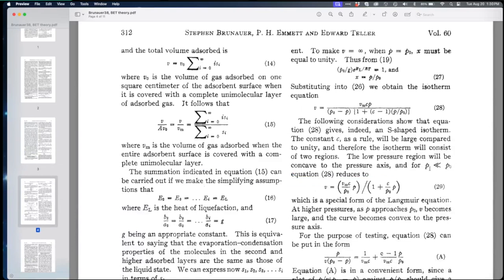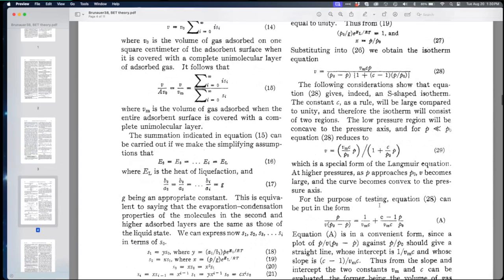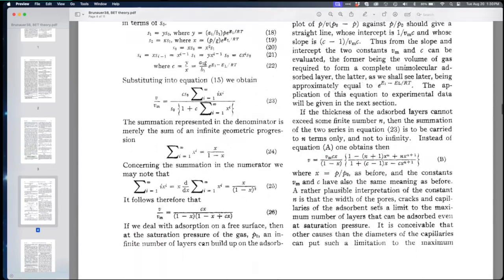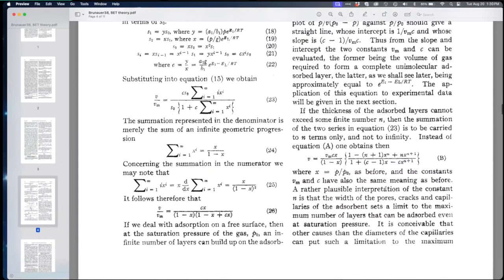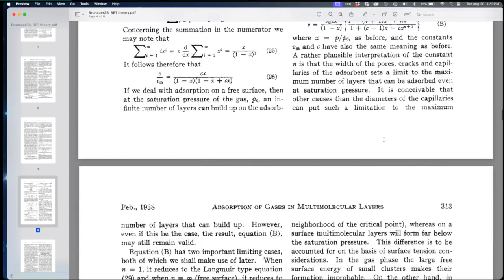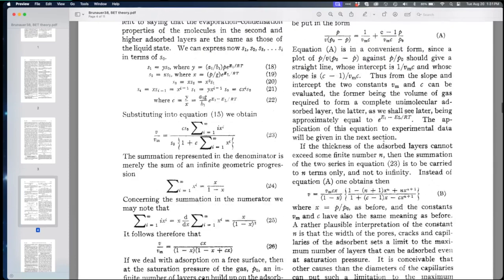We could say that for P much, much less than P0, equation 28 reduces to this. Oh, okay, interesting. We didn't do that one. We ran into some issues with that, actually. There's some extra stuff. Instead of doing an infinite summation, we could do a summation of n terms, and we arrive at this. And there's some limiting cases to look at.